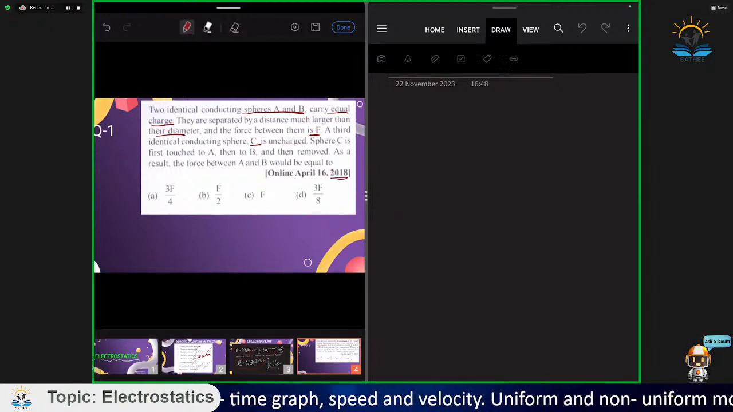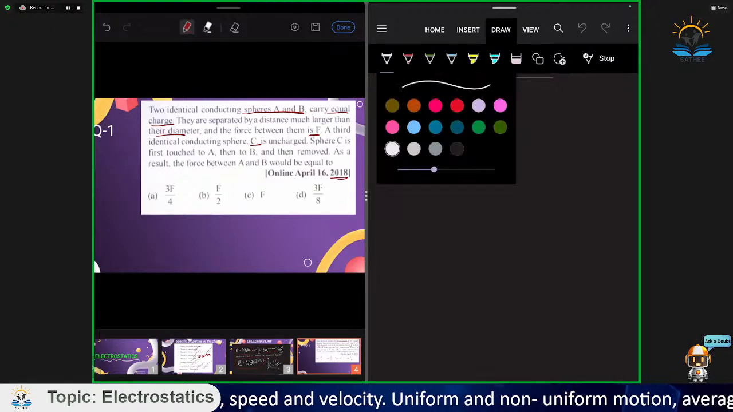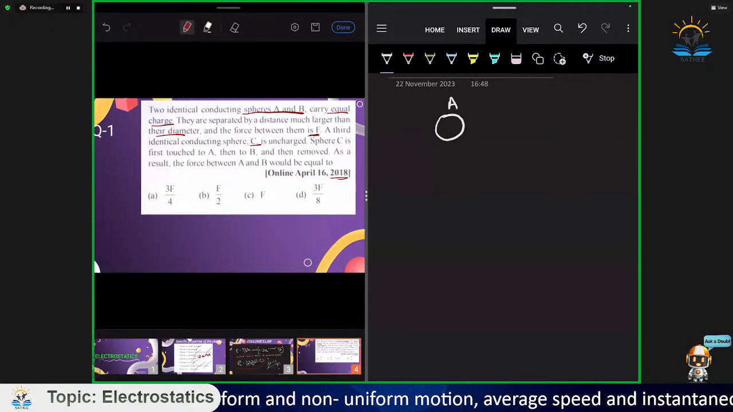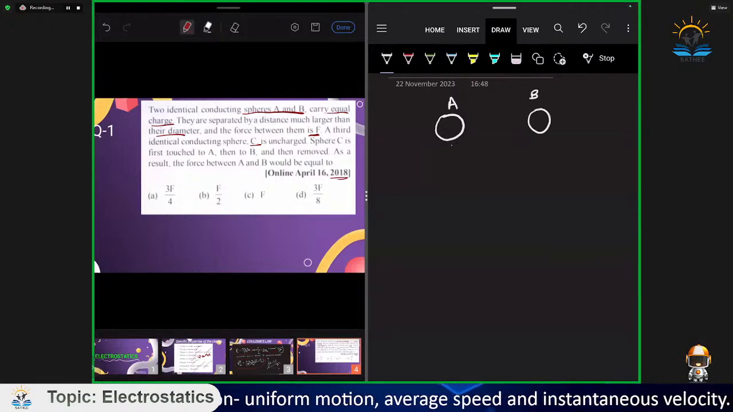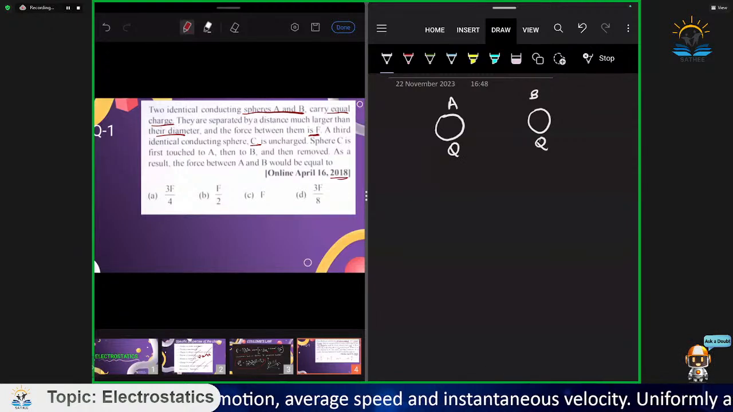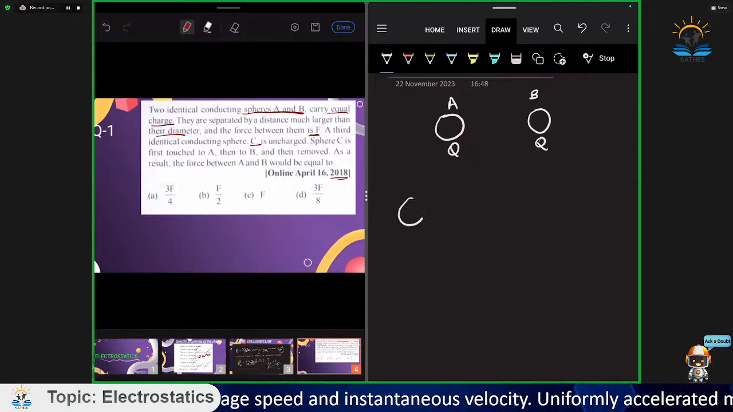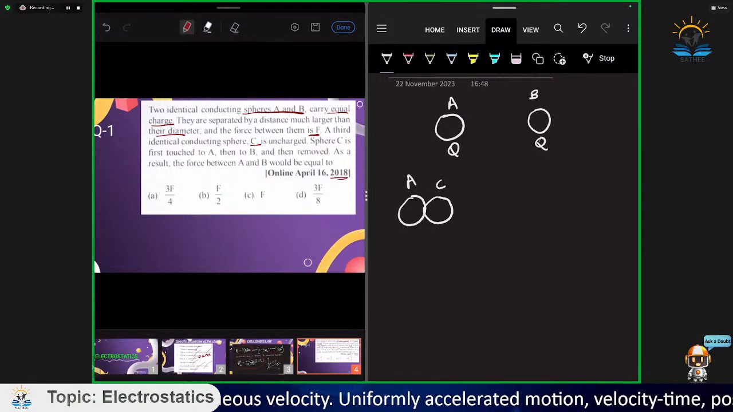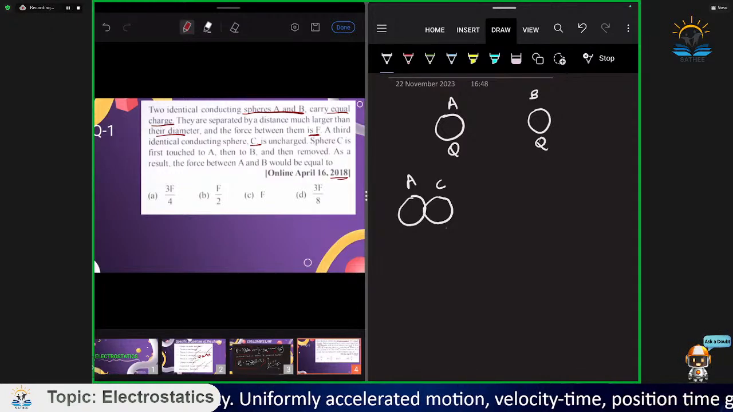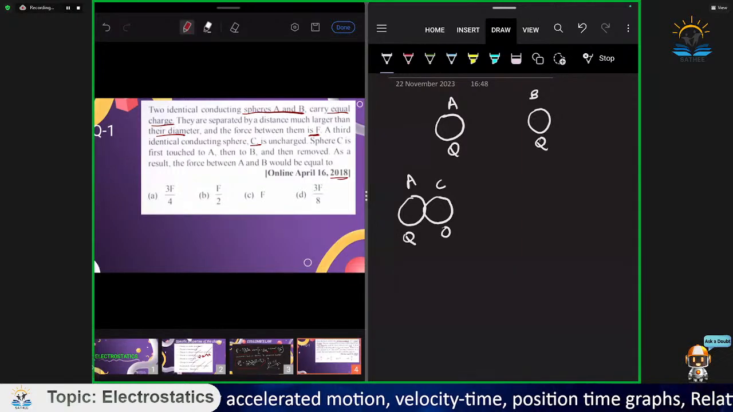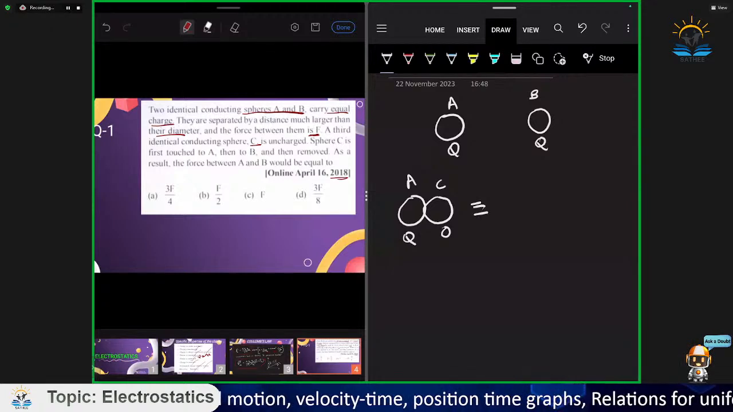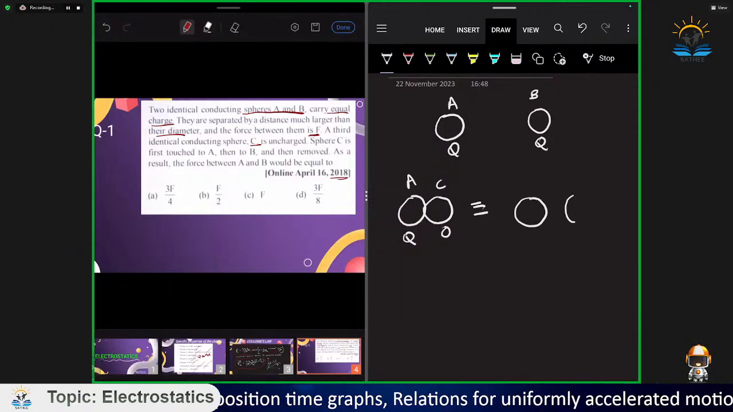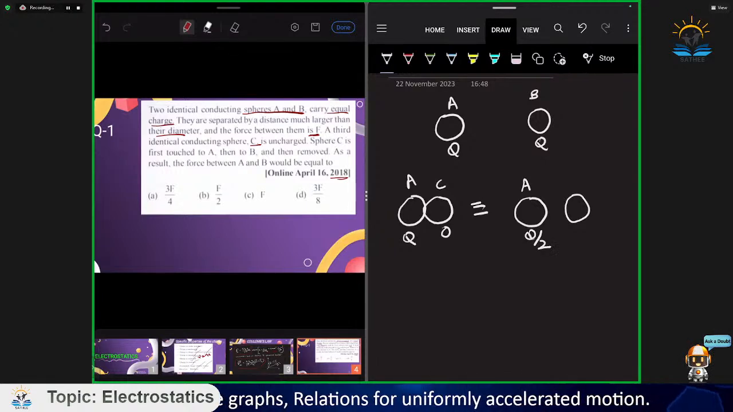We can easily solve this. How? See, we have two identical spheres, sphere A and sphere B, each with charge Q. Then an identical sphere C, which is uncharged, means the charge of C is 0 and A's is Q. C is touched to A, so charge will transfer from A to C. Finally, A's charge will become Q by 2 and C's charge will become Q by 2.